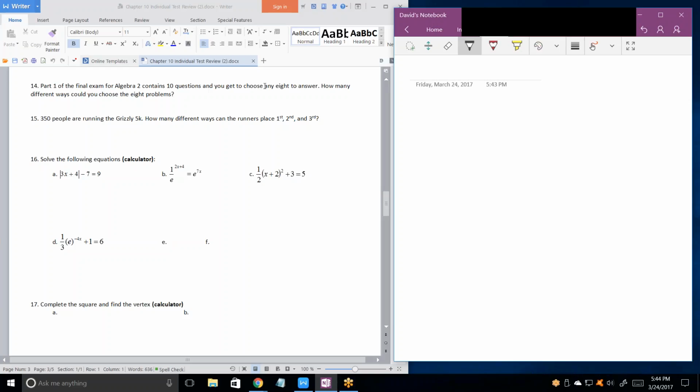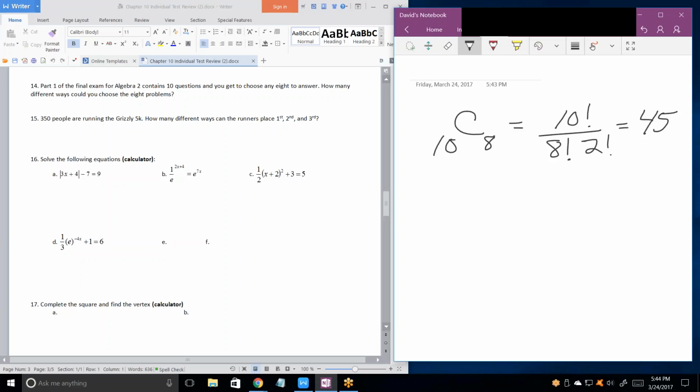The key word is choose. It would be 10 choose 8. Yep. How do you know how to do that? What is that? 45. Well, tell me what it is. It's 10 factorial divided by 8 factorial. Not just 8 factorial. 8 factorial times 2 factorial. And you apparently put all that in your calculator, and you got 45, which is correct.